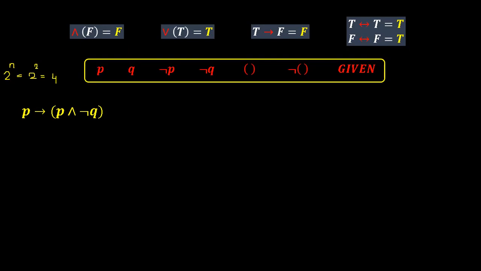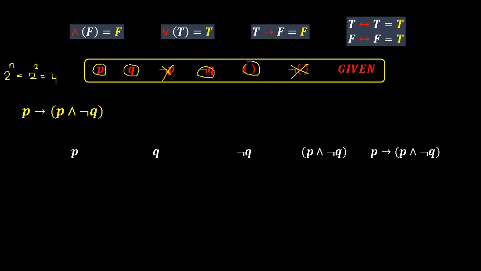Then we are going to write P and Q, which are constant. If negation of P exists, we will write negation of P, but as you can observe in the given, there is no negation of P, so never mind this one. Negation of Q exists, so we are going to write negation of Q. And for the parentheses, that is P and negation of Q. The negation of the parentheses doesn't exist, so never mind this one. And for the last part, that is the given.